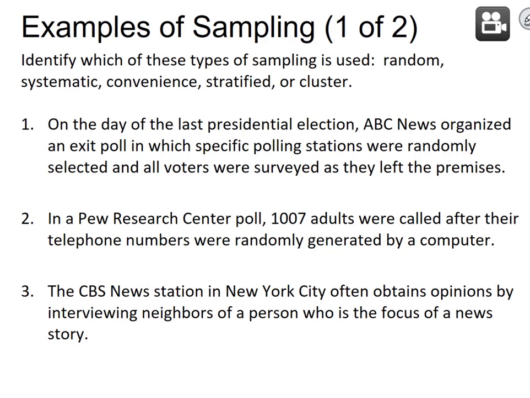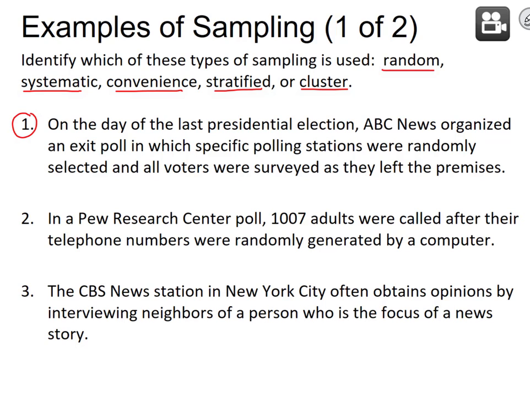Now that you've read about 5 different kinds of sampling techniques, we want to give you a chance to see if you can recognize which kind is which. The instructions on this slide say identify which of these types of sampling is used, and then they list the 5 kinds: random, systematic, convenience, stratified, or cluster. You won't have to memorize those 5 words in your homework or tests. They'll always be listed out, but you do have to know which one means which thing. So let's read about number 1.